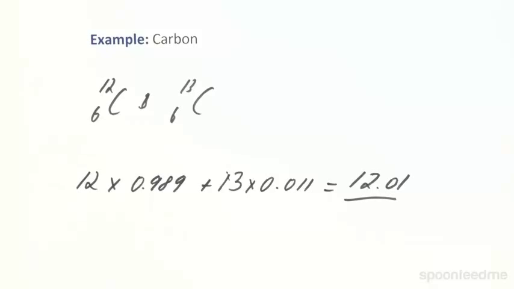So you may be asked in exams to calculate the atomic mass of particular elements given the abundance of certain types of isotopes, and this is how we go about doing it. So you multiply the mass by the abundance, add them all together, and you'd find the overall atomic mass. Okay? All right, so that brings us to the end of this video.